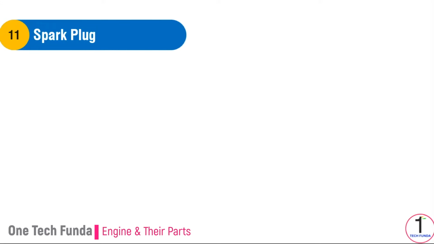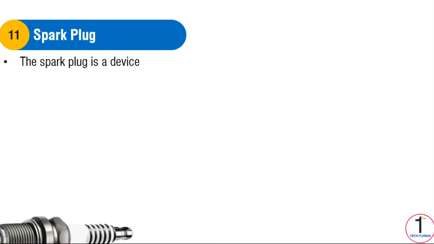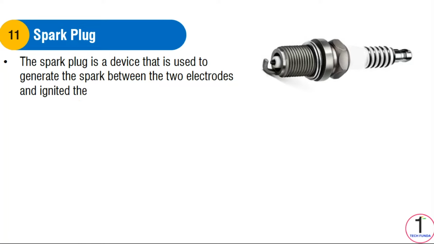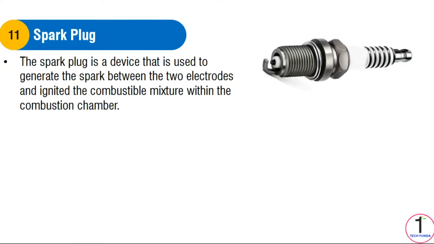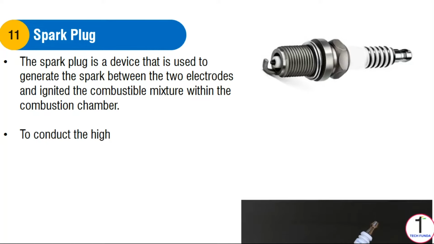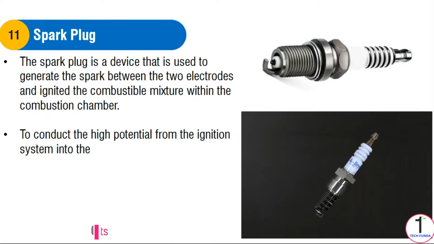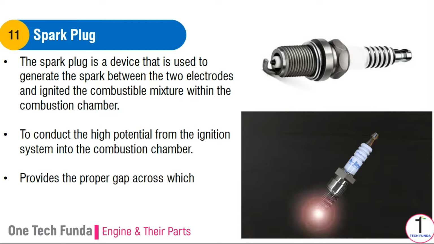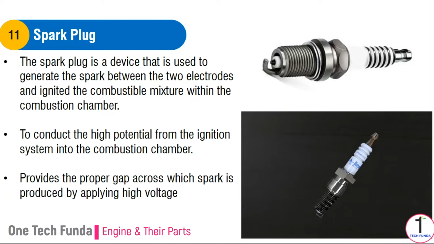Spark plug. The spark plug is a device that is used to generate the spark between the 2 electrodes and ignite the combustible mixture within the combustion chamber. It should be able to withstand fluctuating pressure and temperature, so its main function is to conduct the high potential from the ignition system into the combustion chamber. The spark plug provides the proper gap across which spark is produced by applying high voltage to ignite the fuel in the CC.